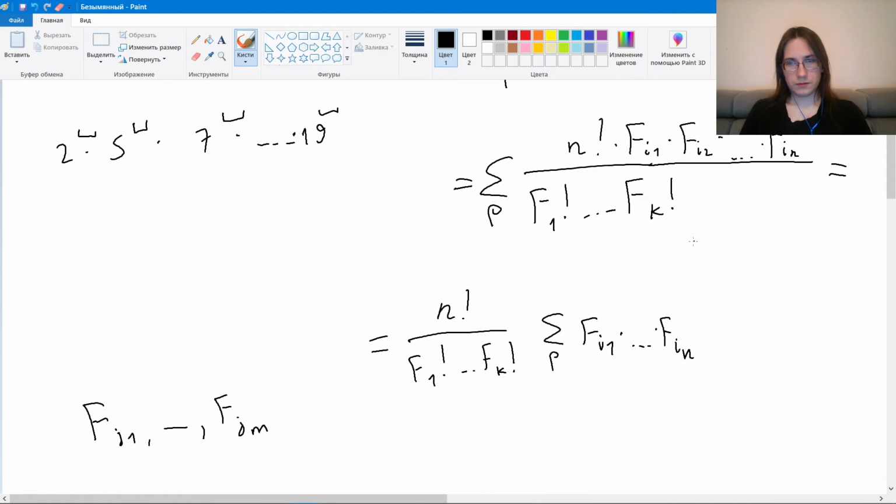Now this sum is the sum of products of all different possible sets of n of those values. So for all possible sets of n values from this list, we take their product and then we sum such products. This is what we need to find. So now the remaining part of the problem that we still have to solve sounds like this.